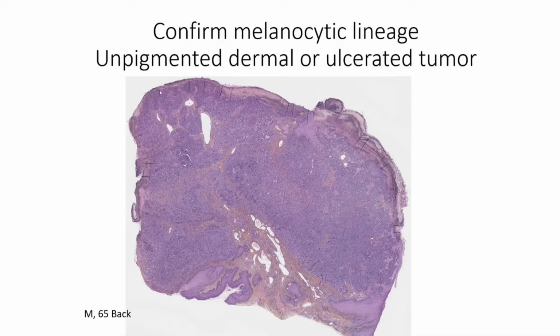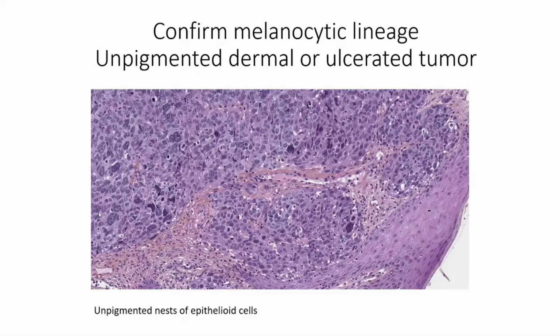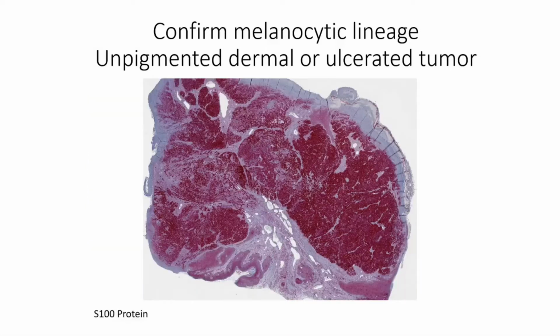This tumor has a wide ulceration and there is no intraepidermal nest that can ascertain that this is a melanocytic tumor, and it is unpigmented. The malignant nature of this tumor is obvious. So to confirm melanocytic lineage, we usually start with S100, which is a very sensitive antibody.